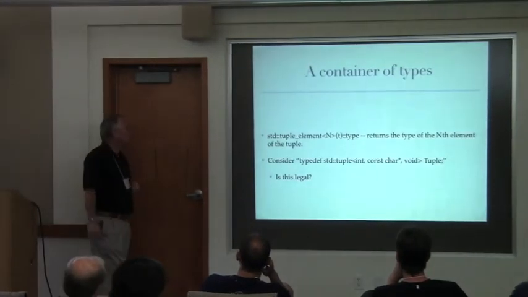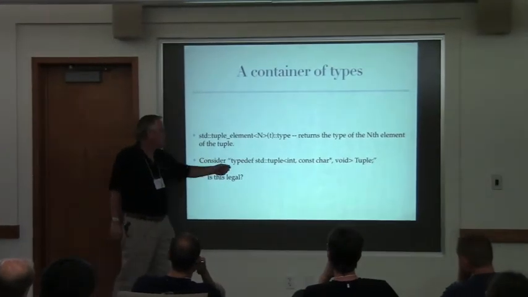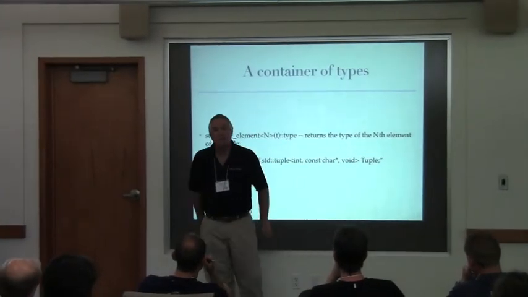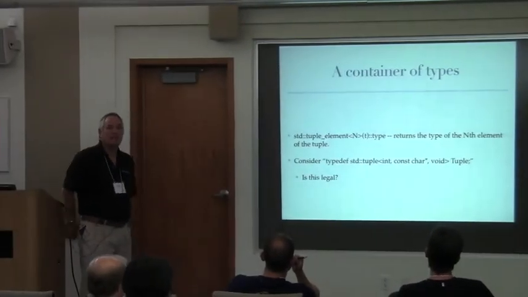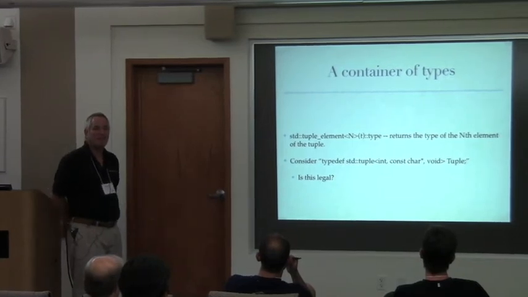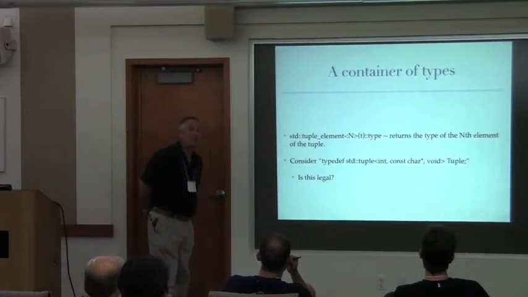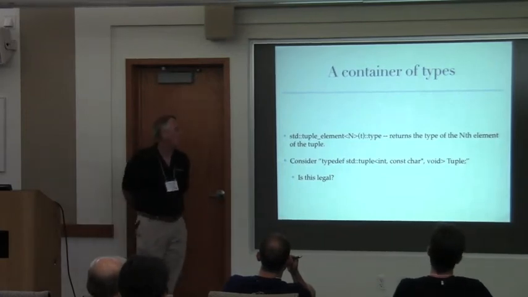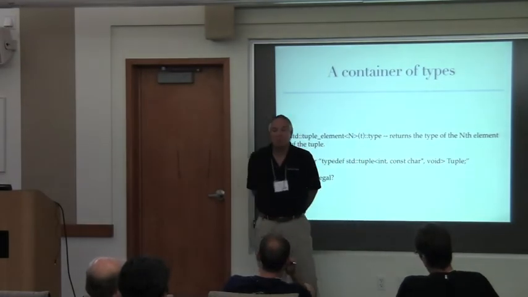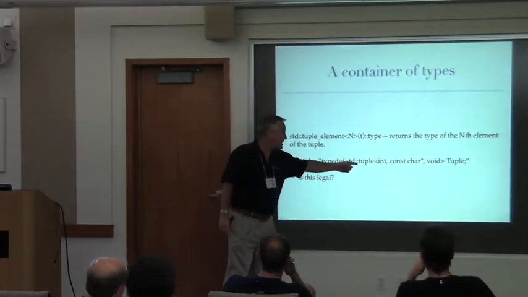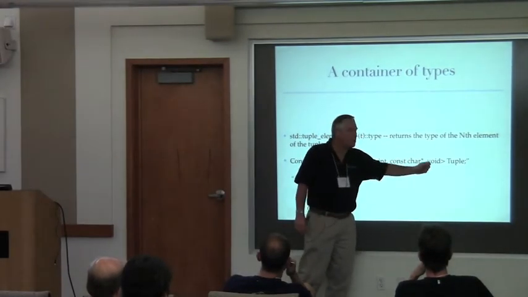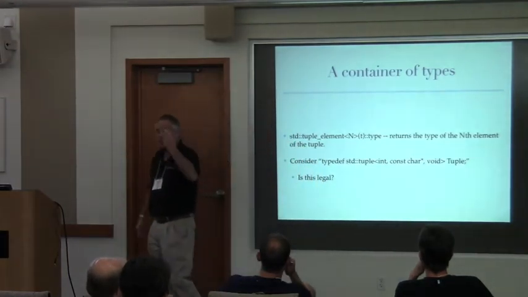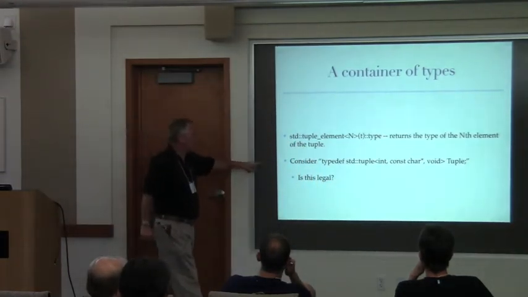And then we go back to this interesting question here. std::tuple of int, const char star, void. Is this legal? Anybody want to take a shot at that? Yes, as long as you never declare a variable of that tuple. Absolutely correct. He said yes, it's legal as long as you never instantiate a variable of this type. But you know what? This is a compile time container with three elements. The first one is int, the second one is const char star, the third one is void. Three types. And you can do things with this at compile time.